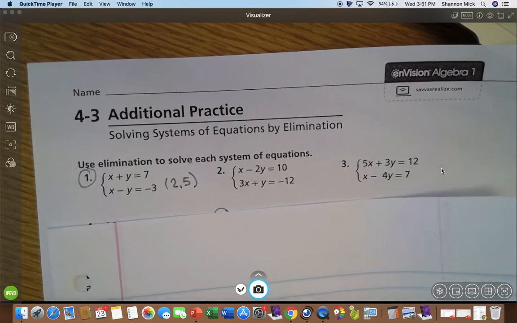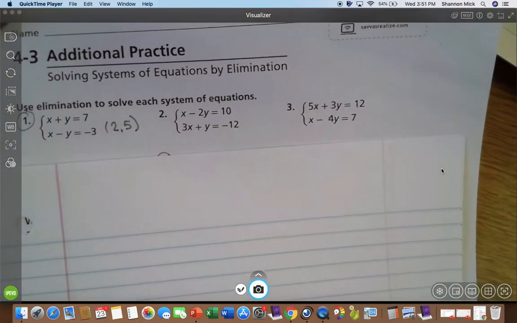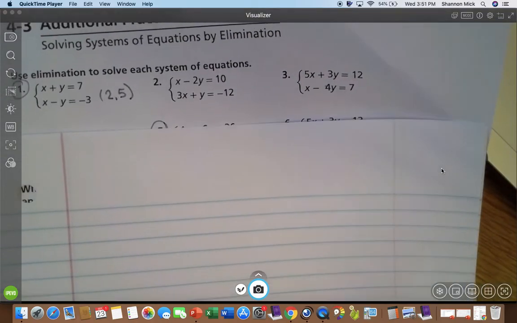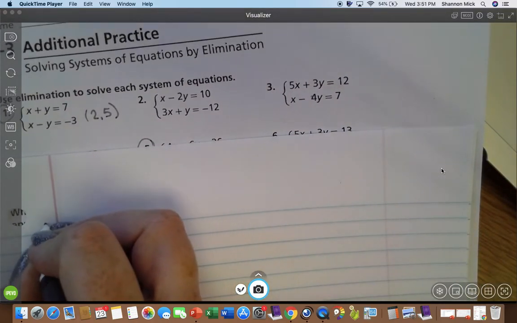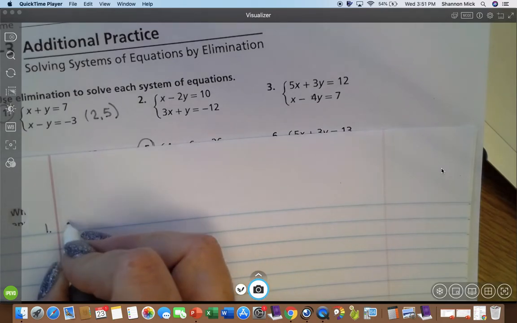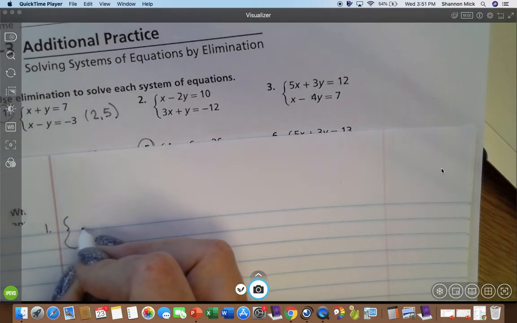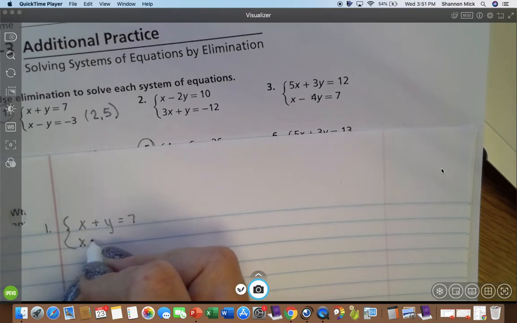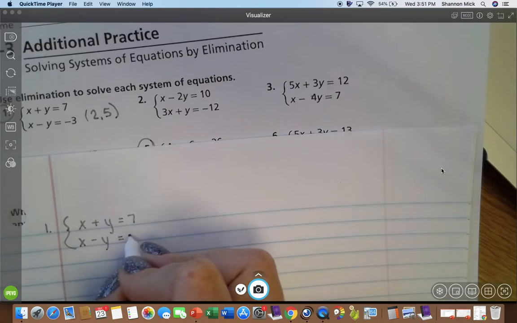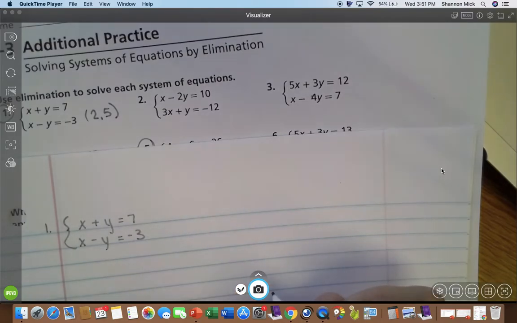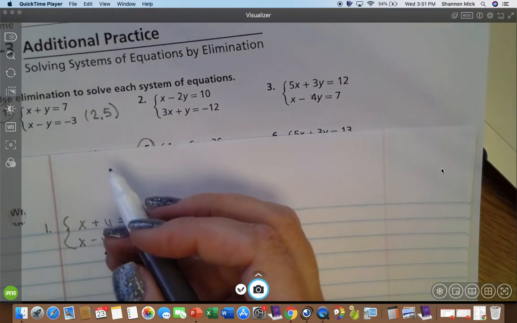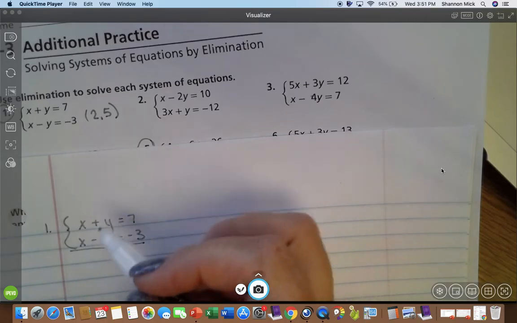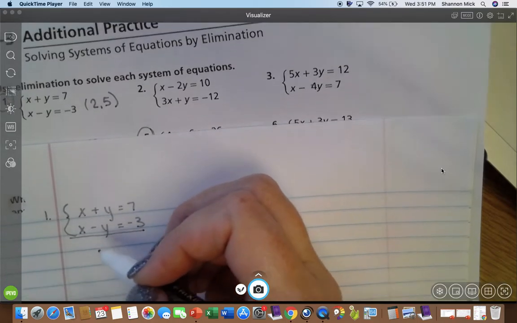So in class today, we worked on these and the recording didn't work, so I'm recording it again by myself. So number 1 on the top of the worksheet was x plus y equals 7 and x minus y equals -3. So doing elimination tells me that I need to eliminate a variable. This one is set up perfectly to just eliminate the y's.